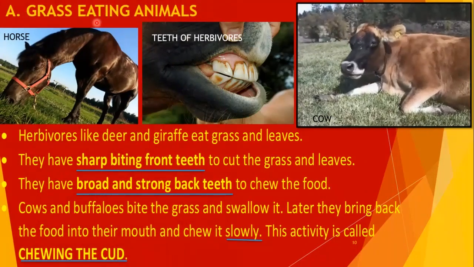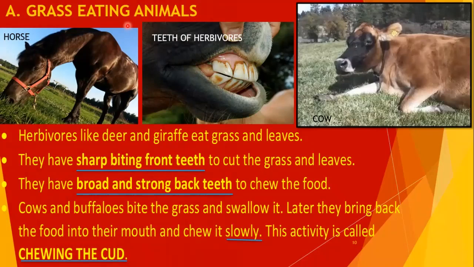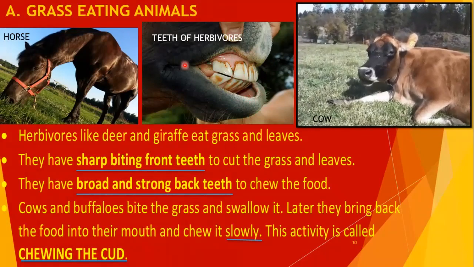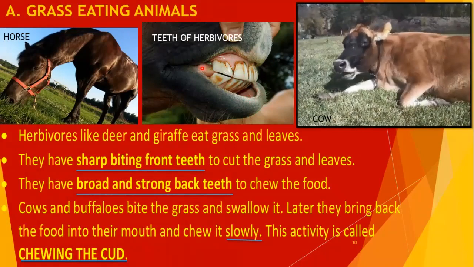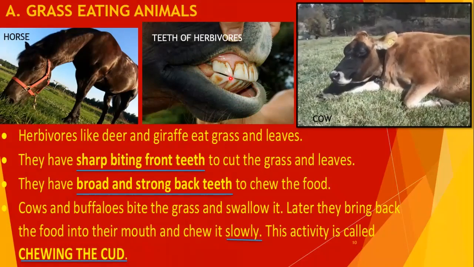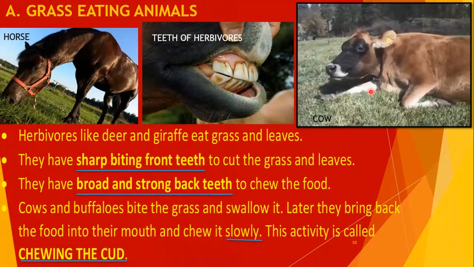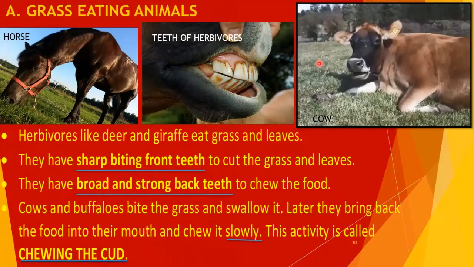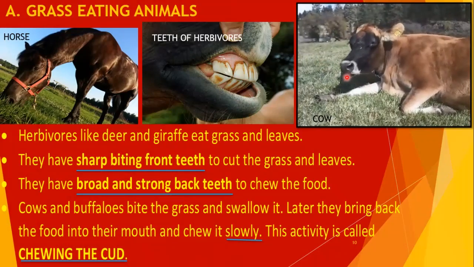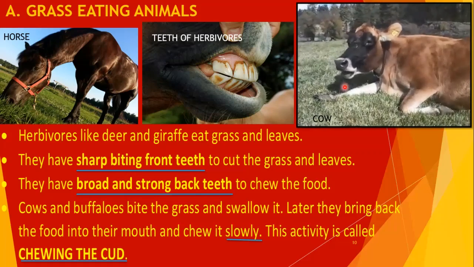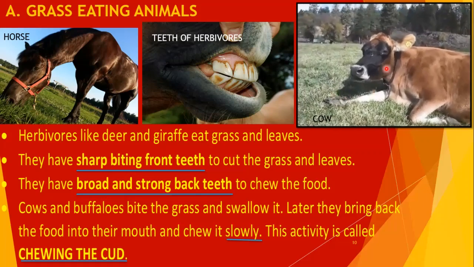Grass-eating animals. The herbivores or grass-eating animals have strong, broad, sharp biting teeth in front and grinding or chewing teeth at the back with space in between. Children, some of the animals like cows and buffaloes first swallow their food and after some time they bring it back into the mouth out of their stomach and begin to chew it. This is known as chewing the cud.